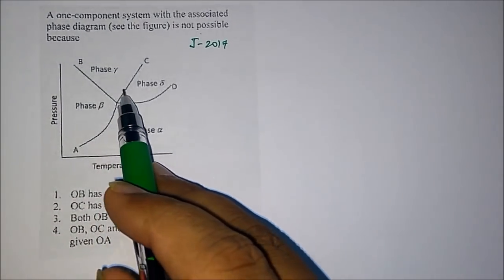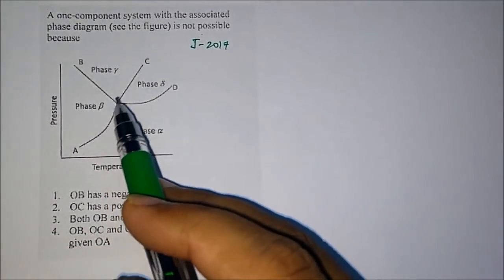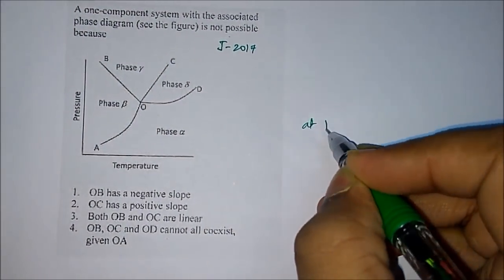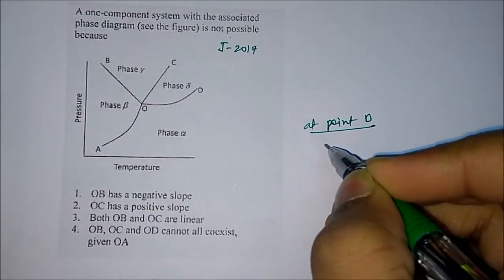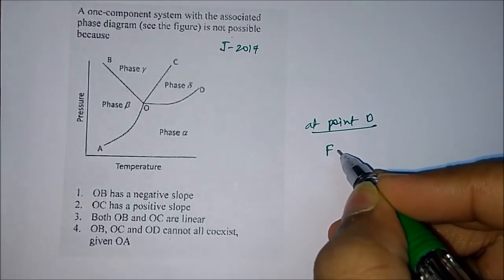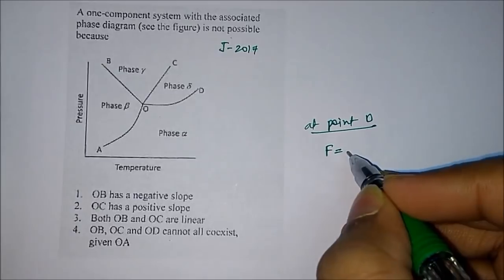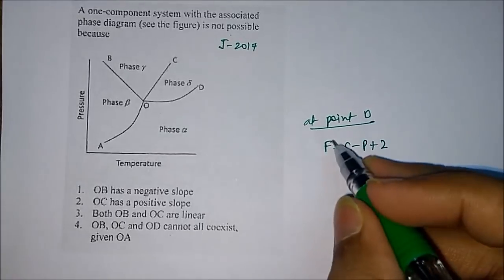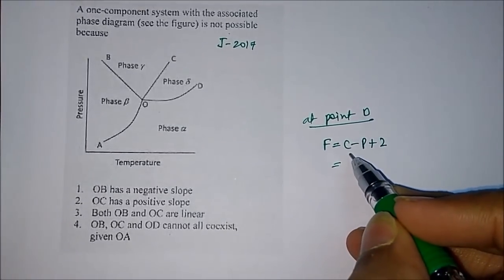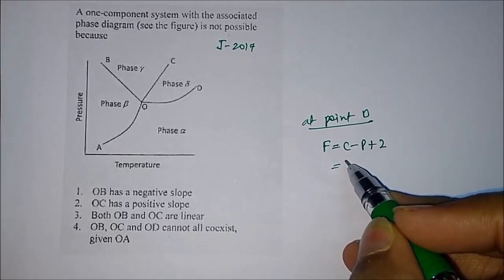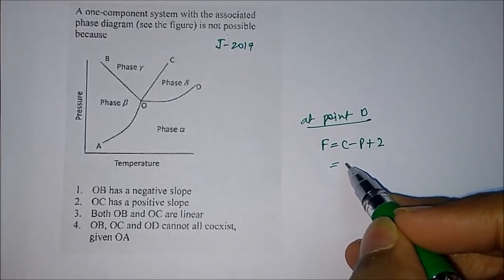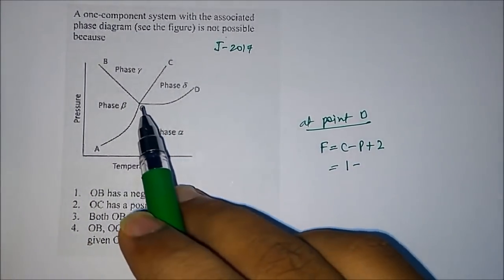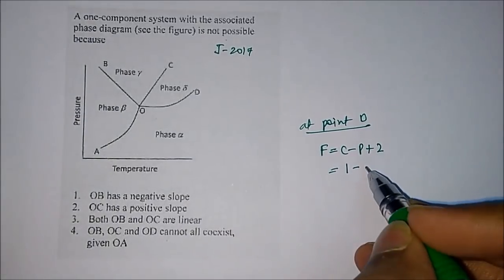Now why is this? Why can they not coexist? Let's try to prove it. So at point O, let's talk about point O. Since it is a single component system, we have F equals C minus P plus 2, this formula. So if we try to find the degree of freedom over here, how much will it be? We have a one component system, single component, because it is already given in the question. How many phases are here at point O? 1, 2, 3, 4, 4 phases. So plus 2. If you solve it, you will get minus 1.